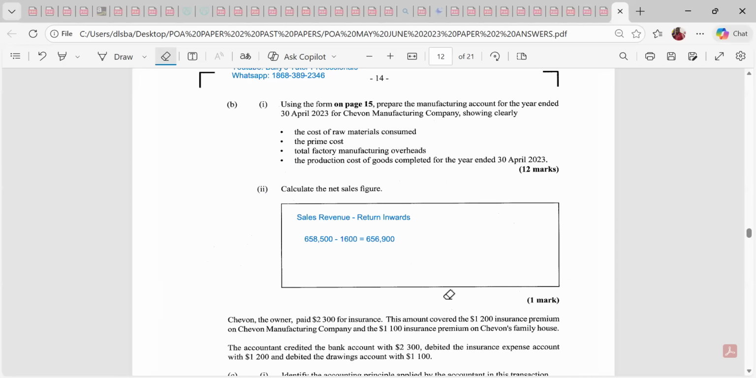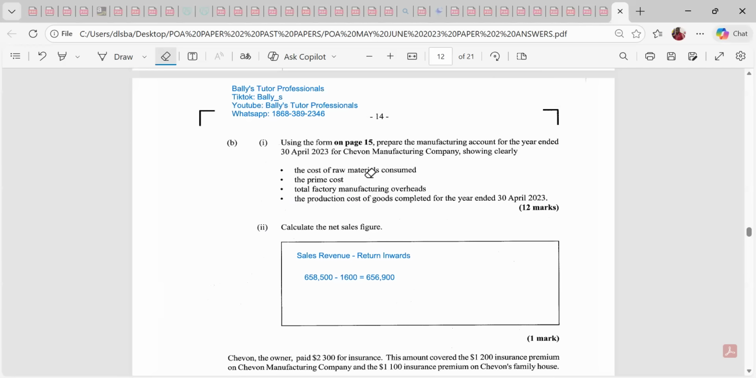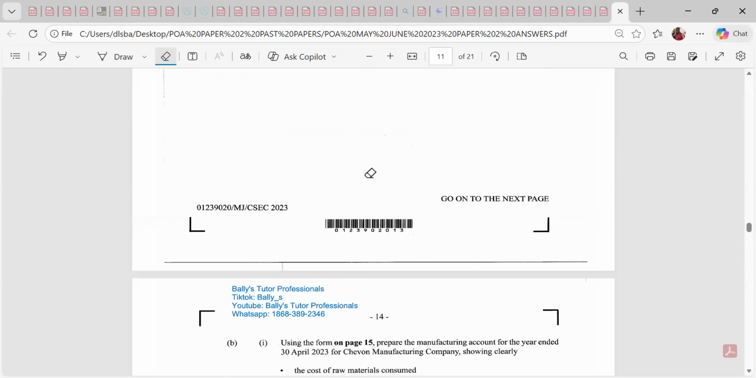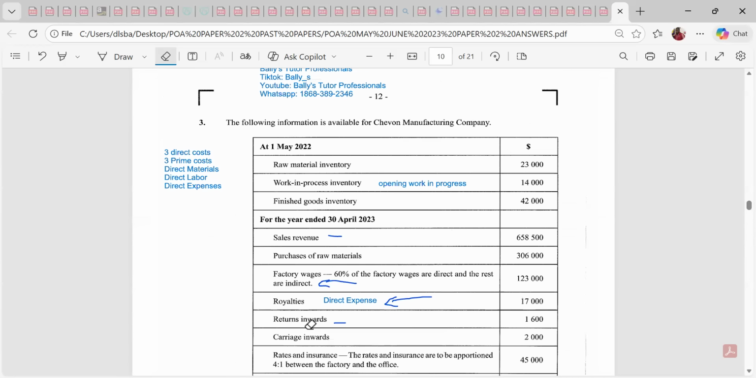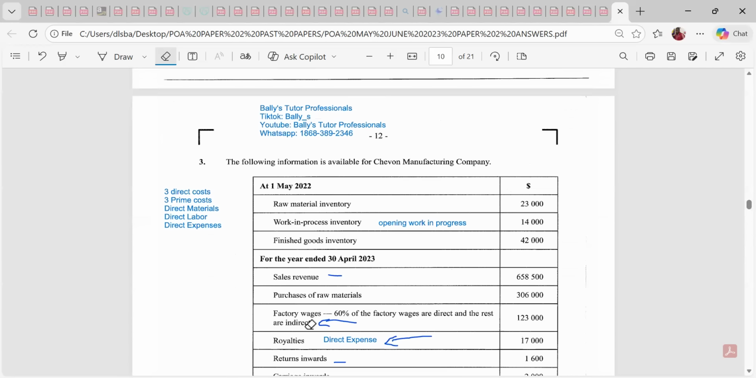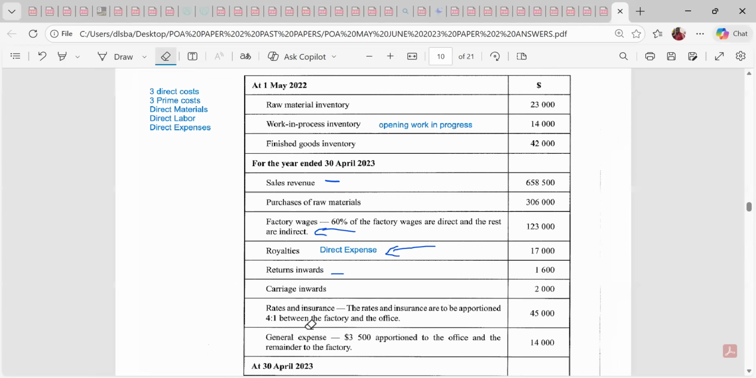So for example, all right, they said rates and insurance are apportioned 4-1 between the factory and the office. So the part that has to do with the office, I'm not including in the manufacturing account. Insurance for the office has nothing to do with making the good. I'm only counting the insurance for the factory. So I'll take 45,000 and change that 4-1 to a fraction. I'll multiply it by 4 and divide it by 5.